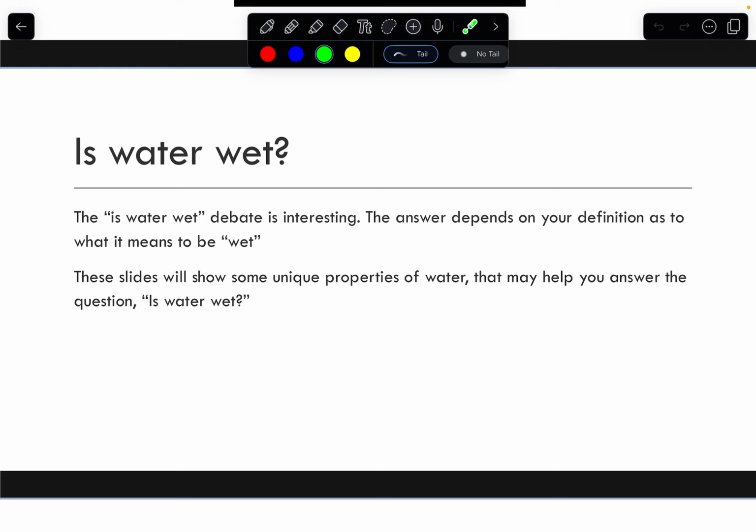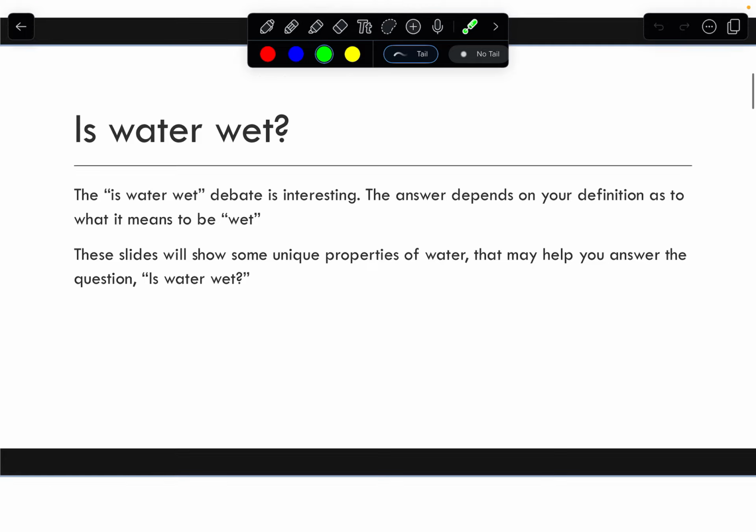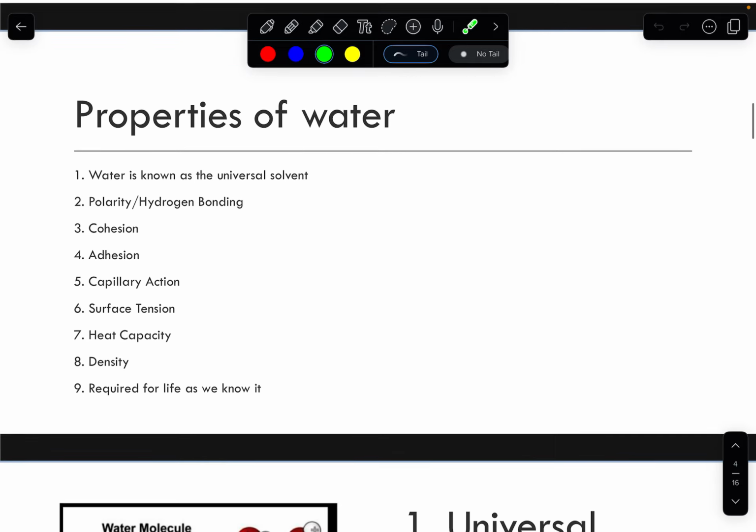Okay, but before we do that, we want to go through these slides to look at the unique properties of water, again, to help us answer the question, is water wet? So we're going to go through the different properties of water, and then towards the end, I'll circle back to this question. I'll give you my answer and explain why.